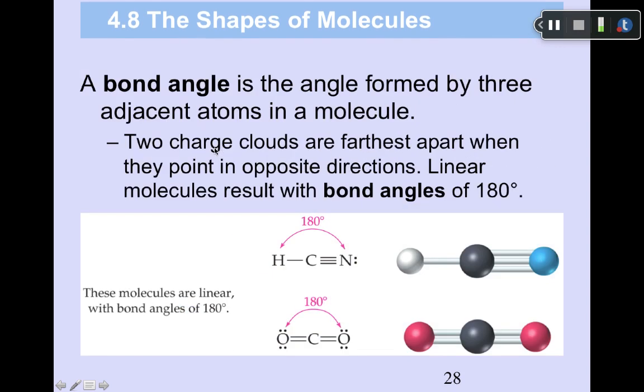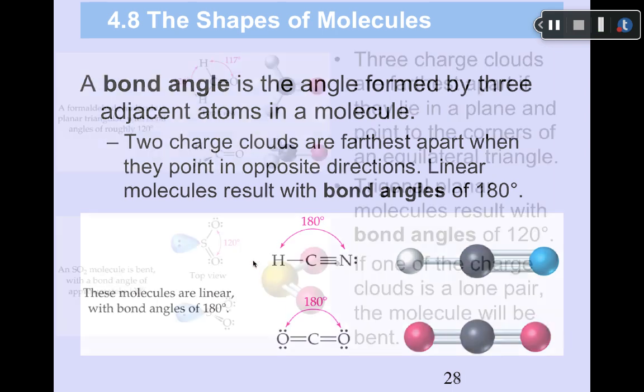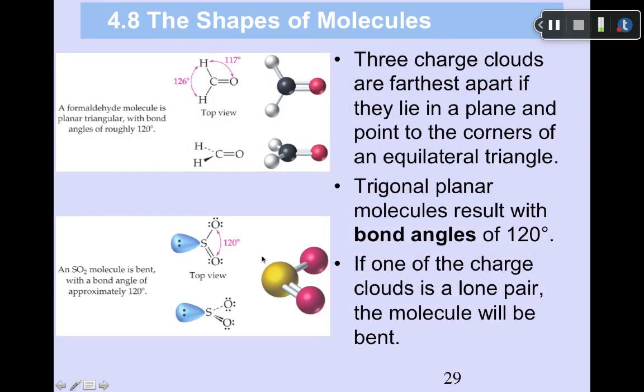When you have 2 charge clouds, they're going to be farthest apart because electrons are repelling each other when they point in opposite directions, and you get a linear geometry with a bond angle of 180 degrees. We've already looked at carbon dioxide, which has that structure, and HCN, which is hydrocyanic acid, also has that structure. 2 bonding domains, doesn't have to be single bonds, and no lone pairs, gives us linear geometry and a 180-degree bond angle. The next option is 3 charge clouds.